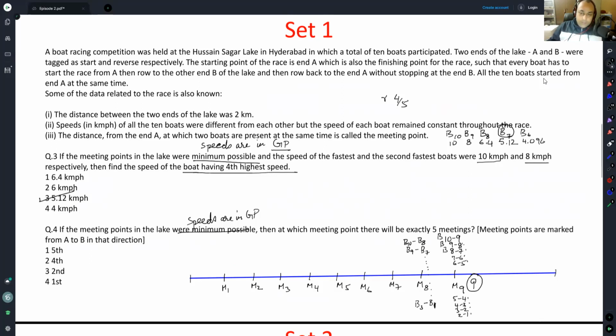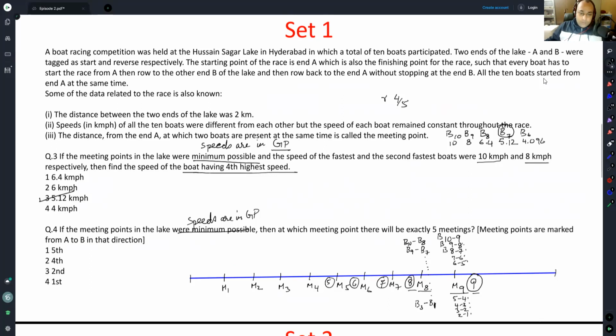How many distinct meetings take place at meeting point 8? 8. Hopefully by now you have seen a pattern emerging. At meeting point 9, you have 9 meetings. At meeting point 8, you have 8 meetings. At meeting point 7, you will have 7 meetings. At meeting point 6, you will have 6 meetings. At meeting point 5, you will have 5 meetings.